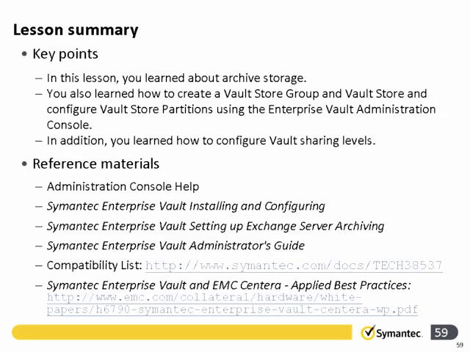So in this particular lesson, we went through and we learned about how the archive storage is configured and the basic logical structure of Vault Store groups and Vault Stores, and the physical structure of the Vault Store partitions. And we looked at creating those items using the Enterprise Vault Administration Console. We also looked at how we configure the Vault sharing levels, which has an impact on our single instance storage and deduplication.